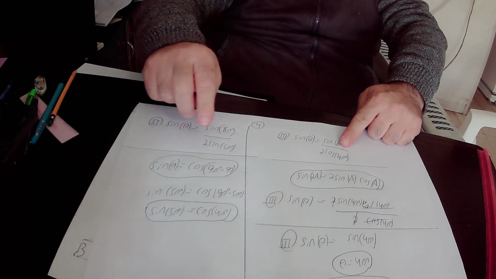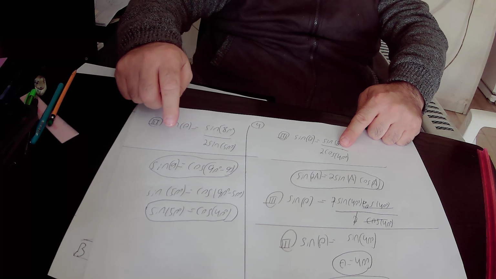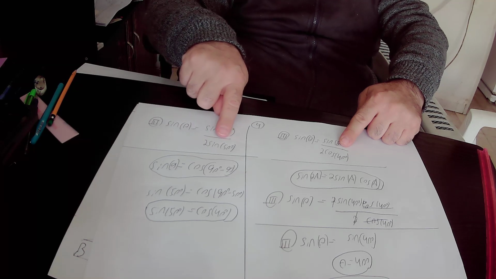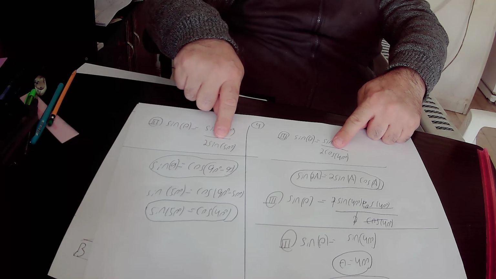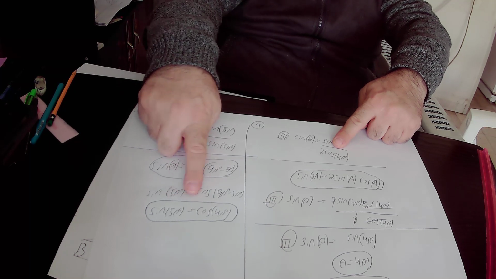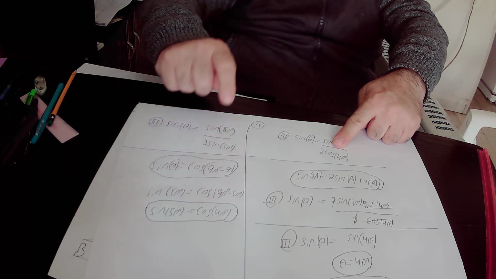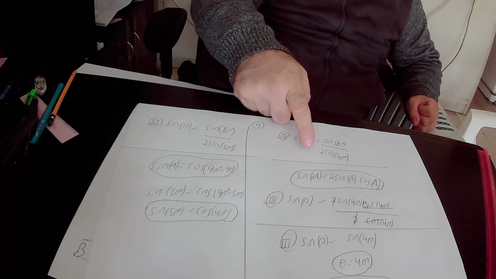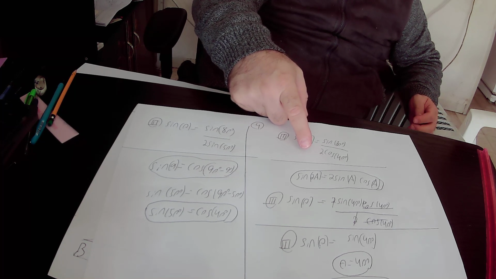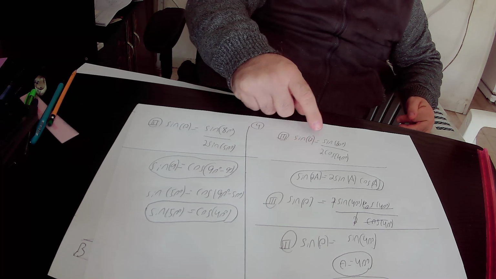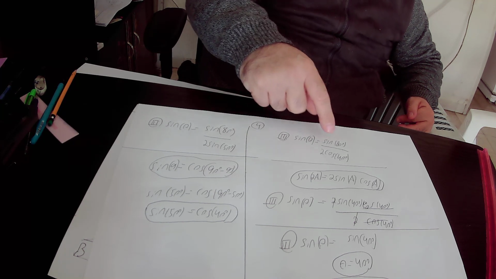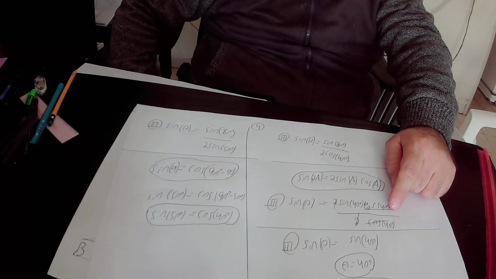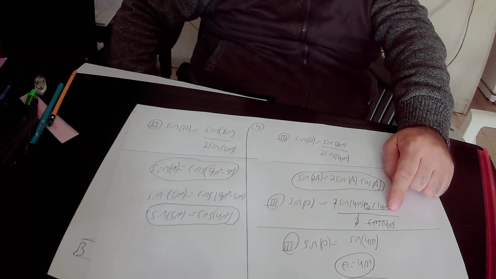As you can see here, we substituted sine 50 degrees by cosine 40 degrees because of the fact that sine 50 degrees equals cosine 40 degrees. And then we use the trigonometric identity that states that sine 2a equals 2 sine a cosine a. So we can substitute sine 80 degrees by 2 sine 40 degrees times cosine 40 degrees. And in the denominator we have 2 times cosine 40 degrees.